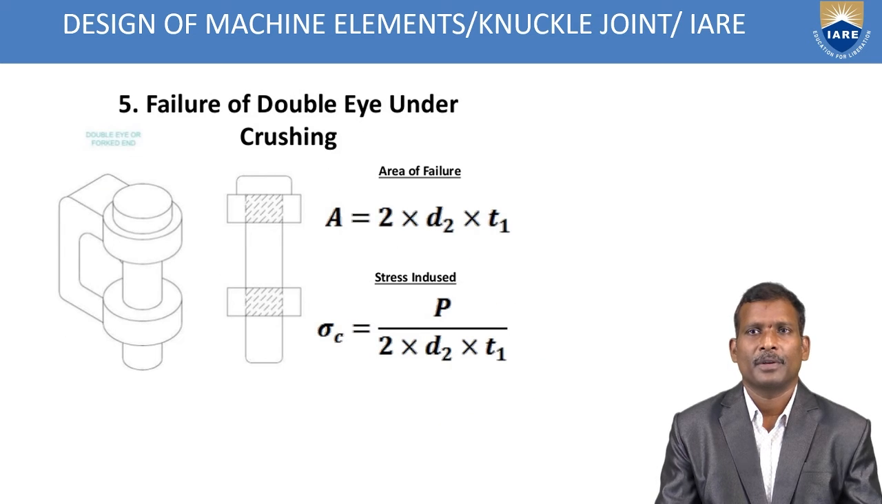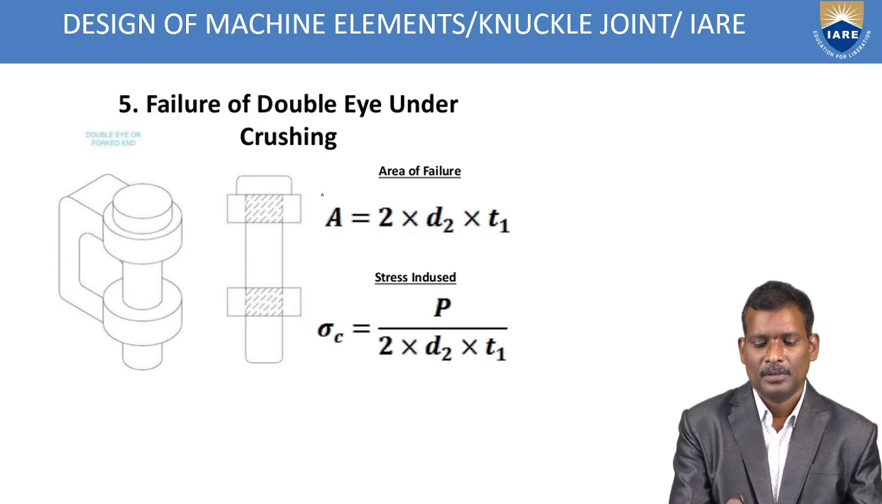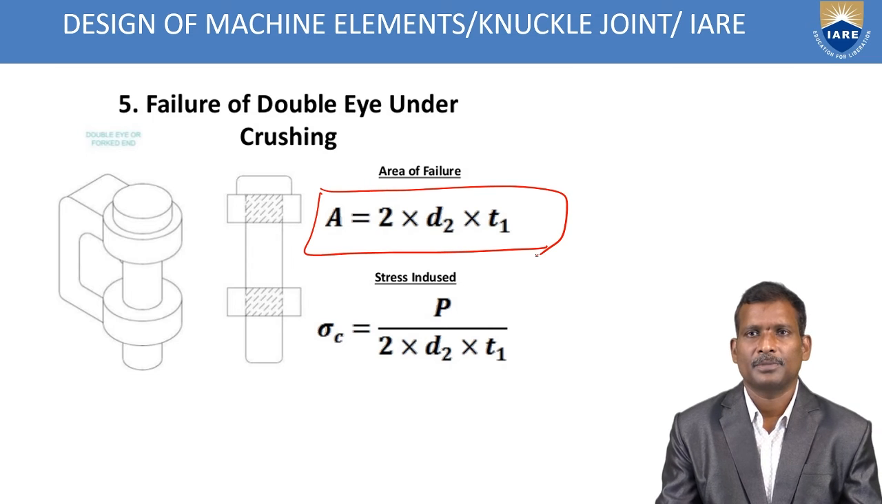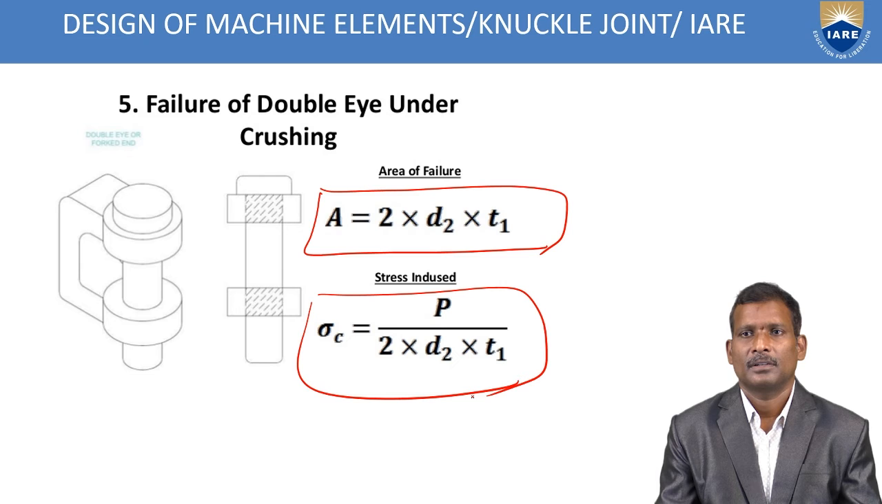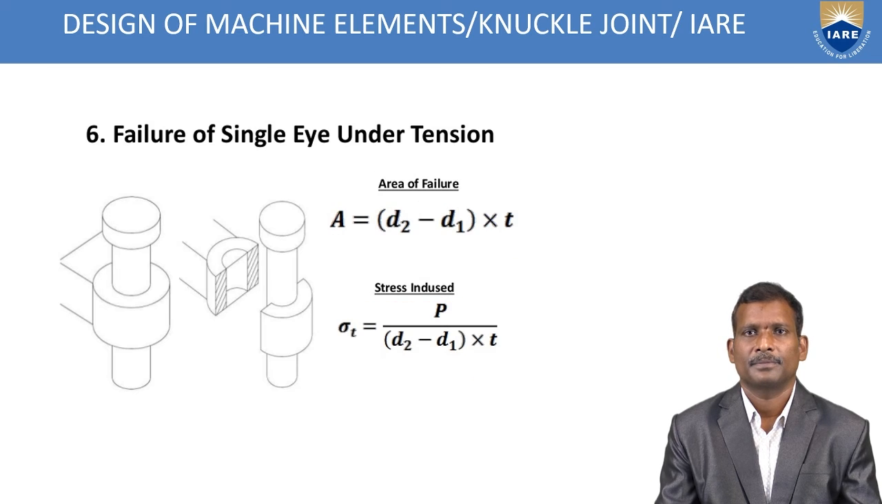Next step is failure of the double eye under crushing. The area of failure in crushing, when it is subjected to crushing load, is d1 into t1. The stress is load upon area, 2 into d1 into t1. So you may calculate t1 under crushing.